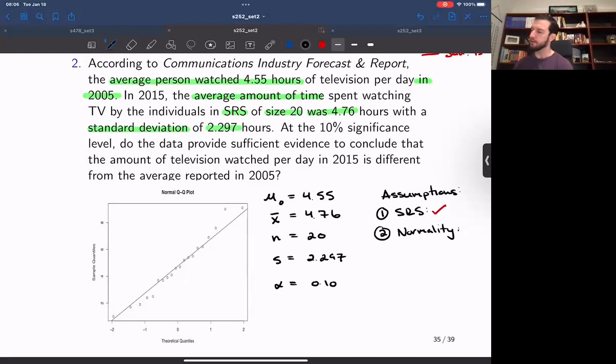Okay, the second assumption is normality. So we have a normal QQ plot or a normal probability plot given on slide 35. We can see here that for the most part, the observations in the sample appear to follow that linear pattern that we are looking for. There's a little bit of activity in the upper tail.